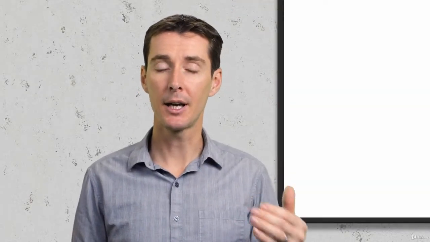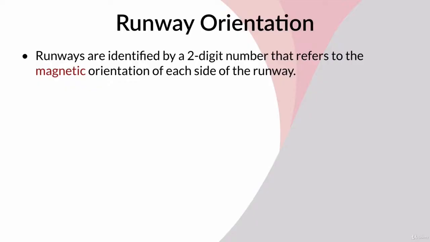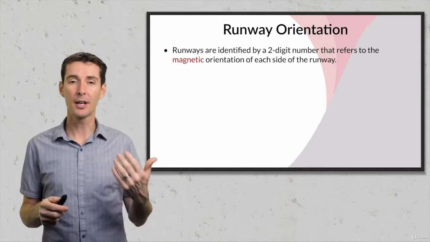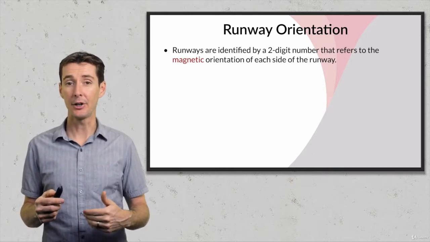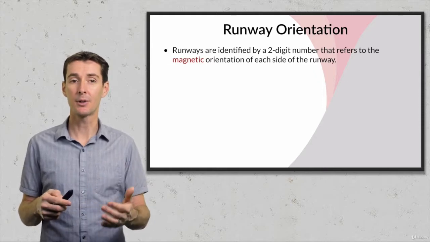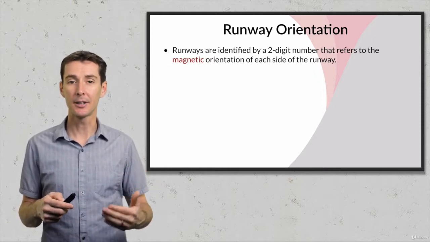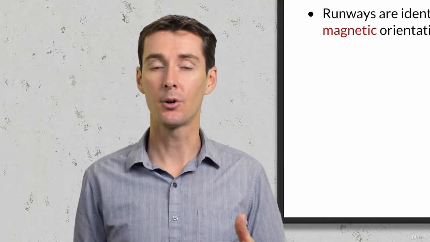The reason I talked about true and magnetic north is because we have to talk about runway orientation. Each of the runways are oriented based on a magnetic number. It's always based on magnetic. And again, if you can't remember that, just remember what pilots are using inside of their airplane. They're using a magnetic compass, something that is in reference to the magnetic north. So in this case, the runways are going to be oriented using magnetic orientation.